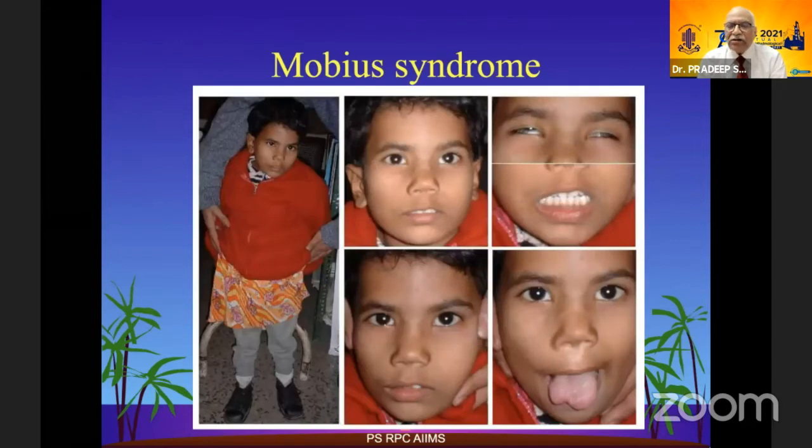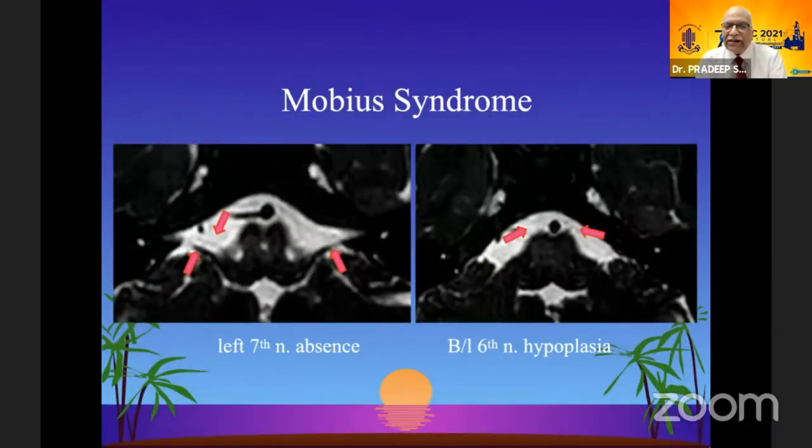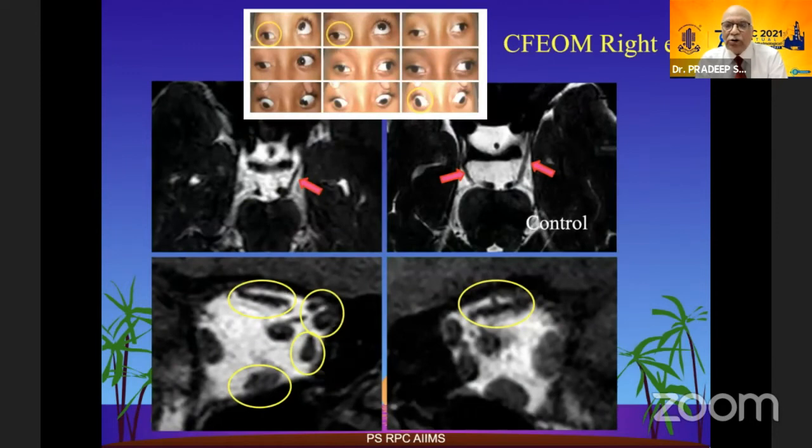Some have already been talked about. Just to show you some slides of, like, Mobius. Remember, it's a condition which may not have a classical secondary misinnervation, but it has fibrosis of the medial recti, and so it has to be done individually again. And the imaging shows that there are missing 6th nerves or even a pontine hypoplasia. There is an associated 7th nerve paralysis also.